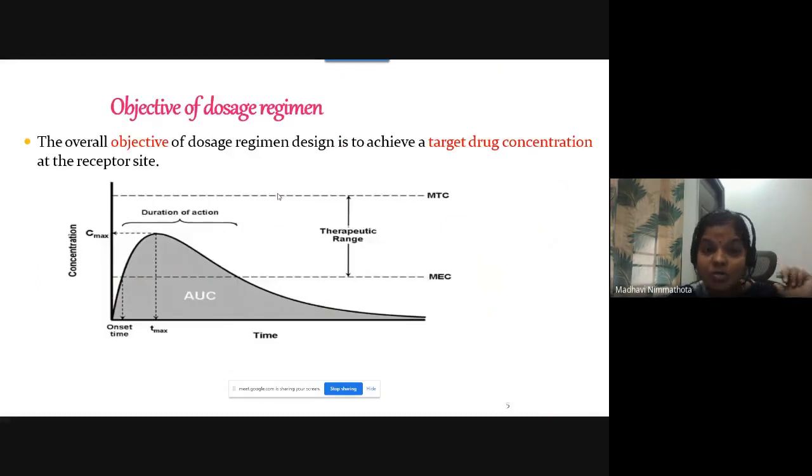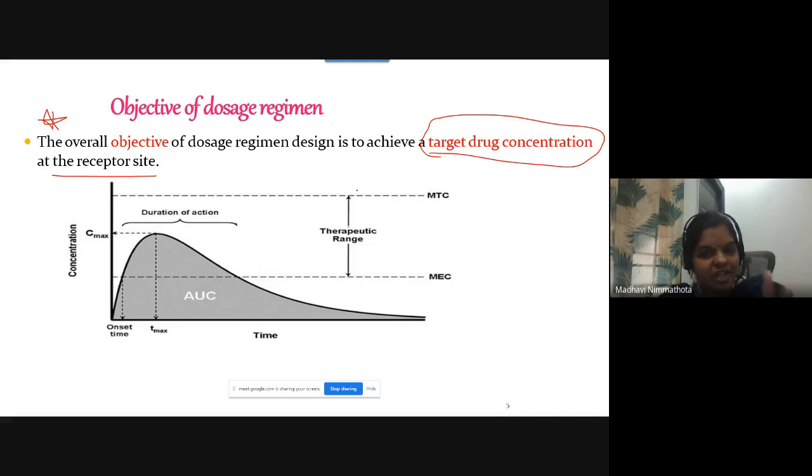So what are the objectives of your dosage regimen? The overall objective of the dosage regimen design is to achieve a target drug concentration at the receptor site. Wherever you want to target your disease, you need maximum drug concentration at that particular target of your disease. So the graph will be the same as what I showed in the previous slide.